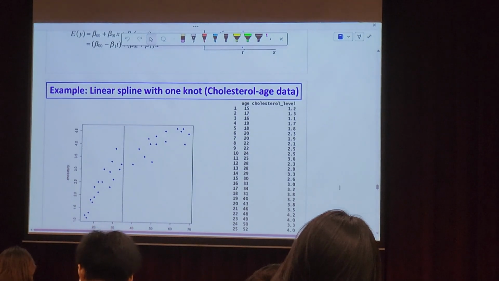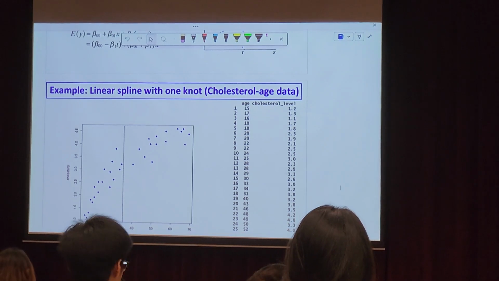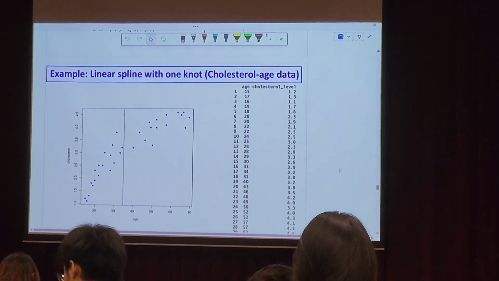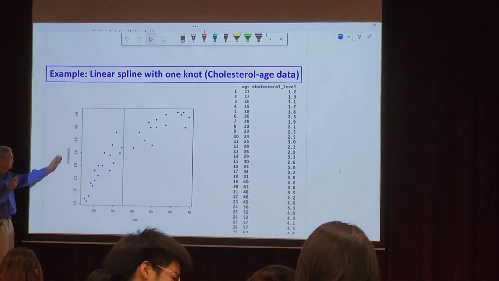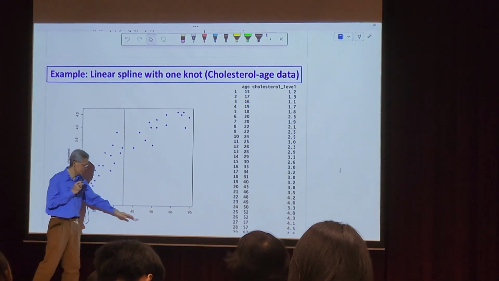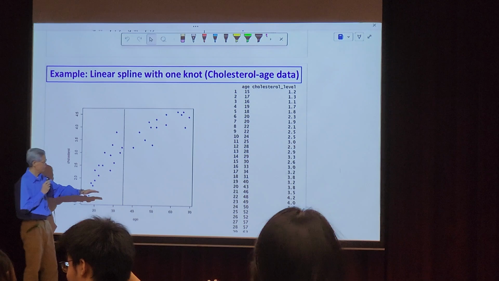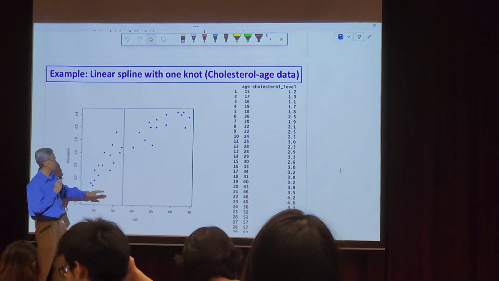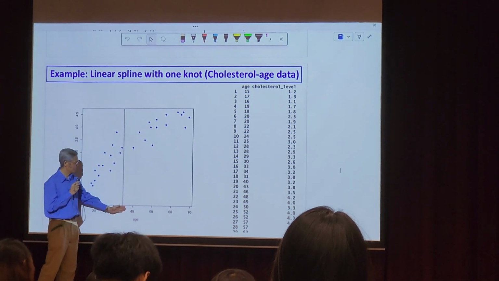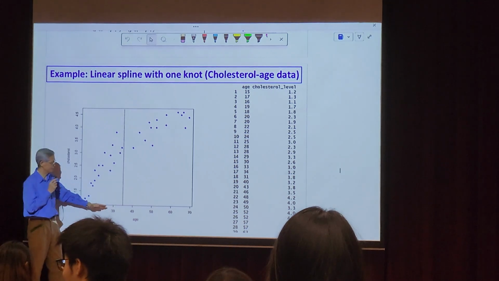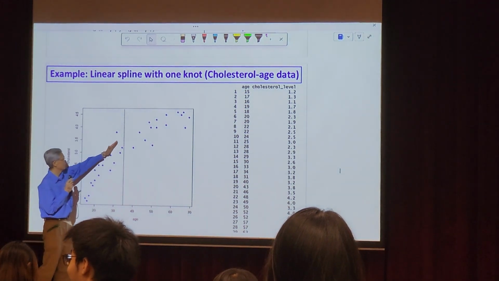I'm going to illustrate the fitting of a linear spline with one knot using the cholesterol age data that we have studied. So here is cholesterol versus age, and as you know, when you age, your cholesterol level will go up. And I think the data might behave slightly differently at this particular point, which I call a knot.